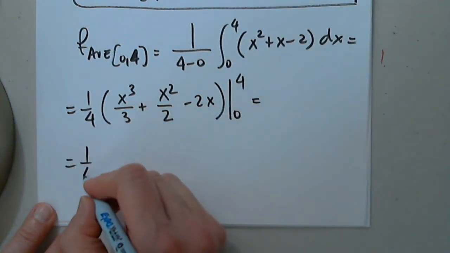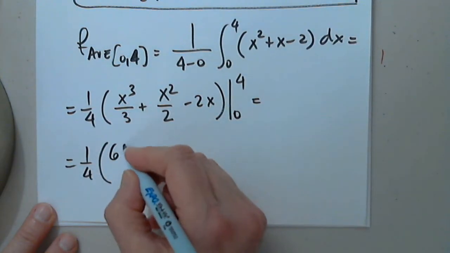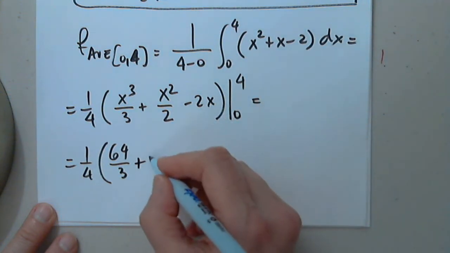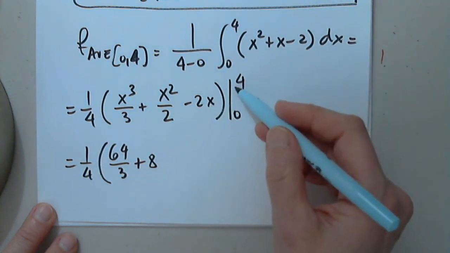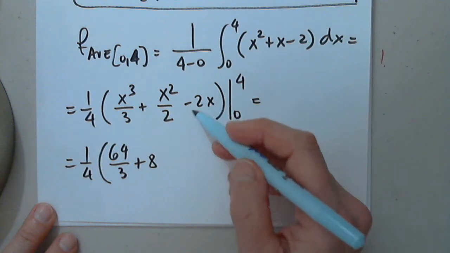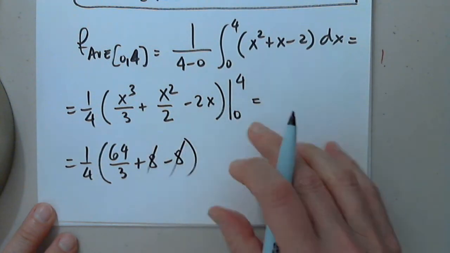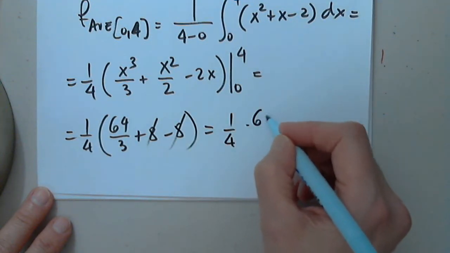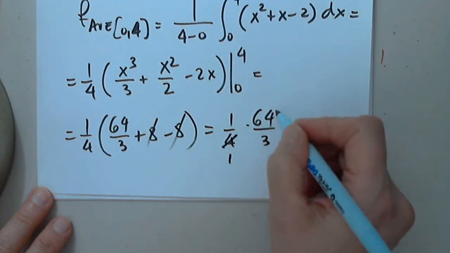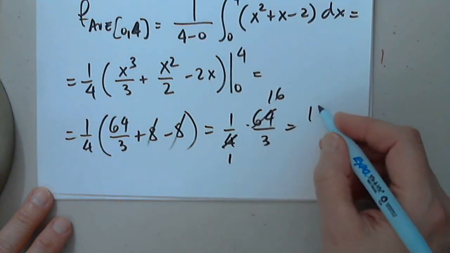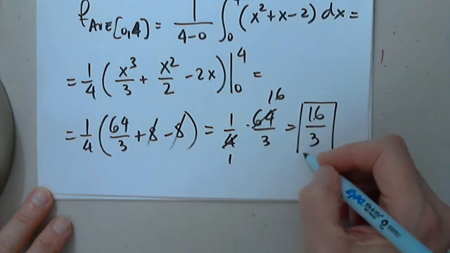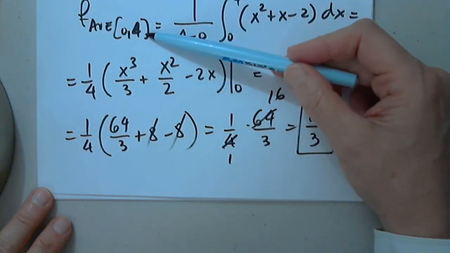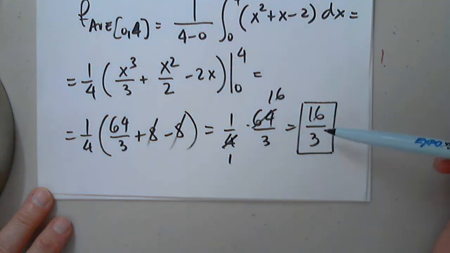So 1/4, 4 to the third, 64 over 3. 4 squared, 16 divided by 2, 8. 4 times negative 2, negative 8. Nice. And I'll simplify, 1/4 times 64 over 3, and I get 16 over 3. The average value of this function on the given interval 0, 4 is 16 over 3.